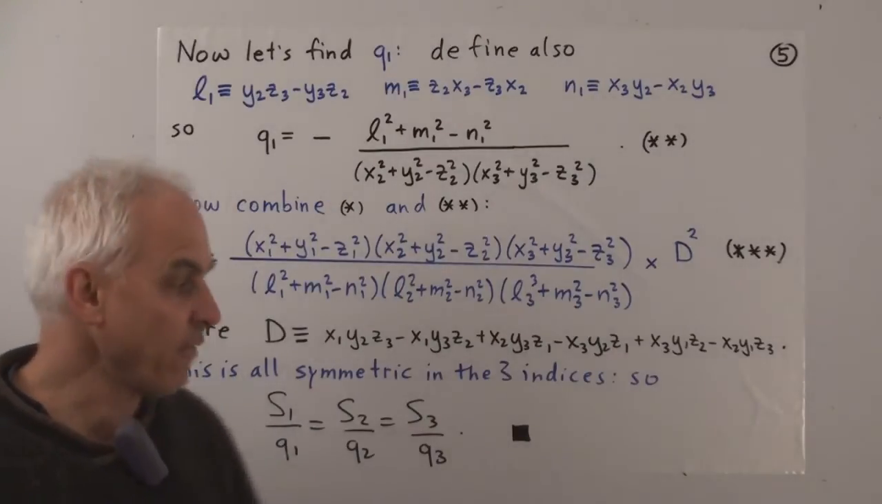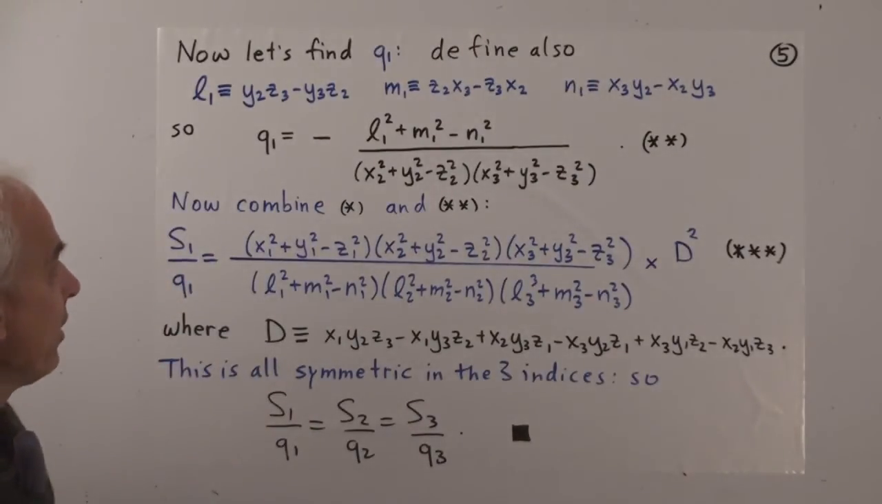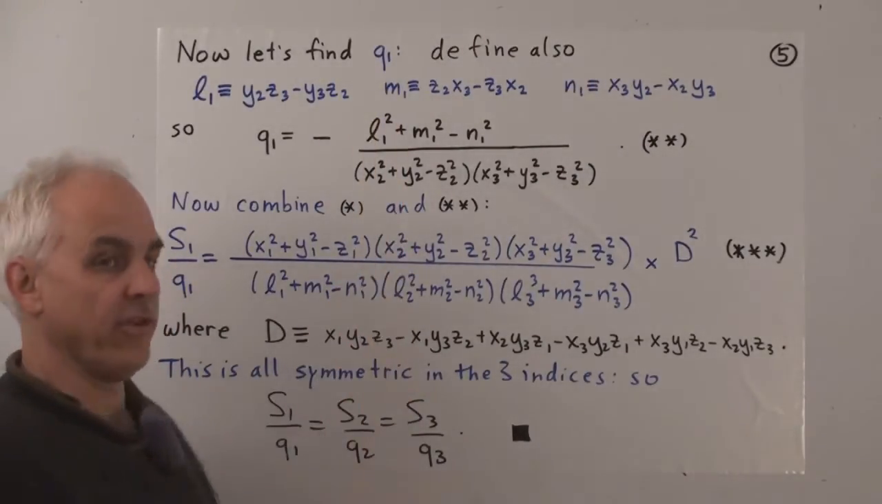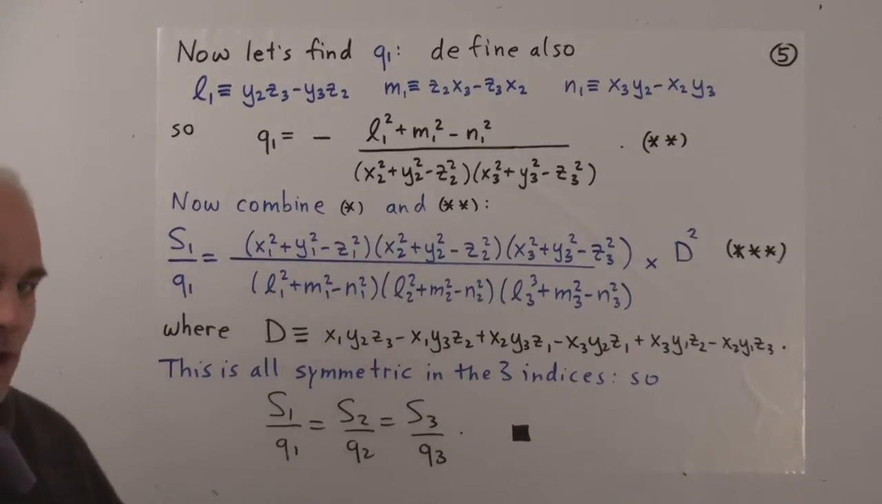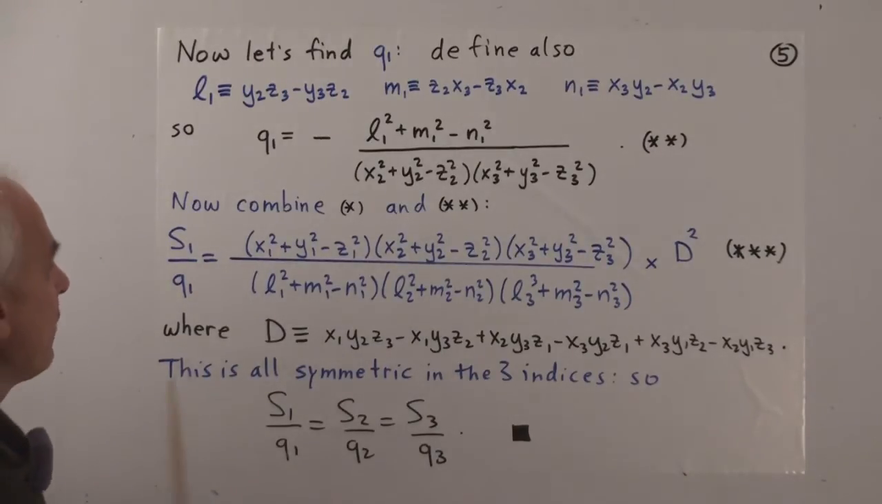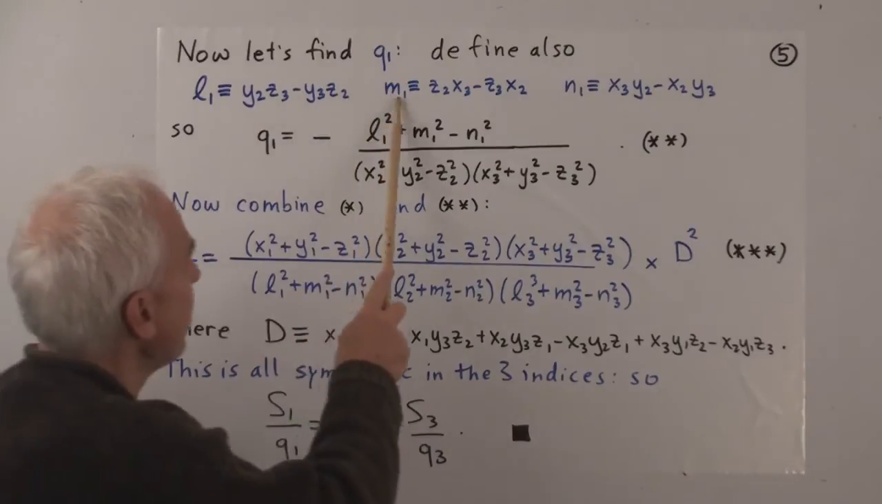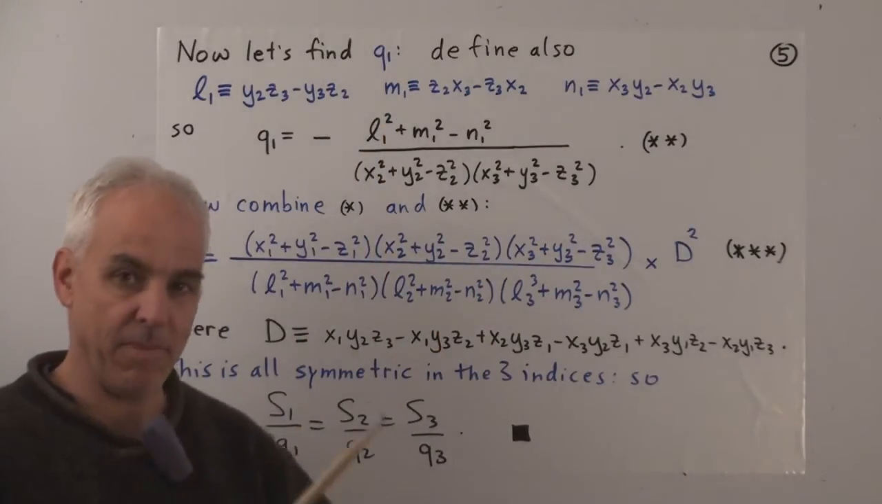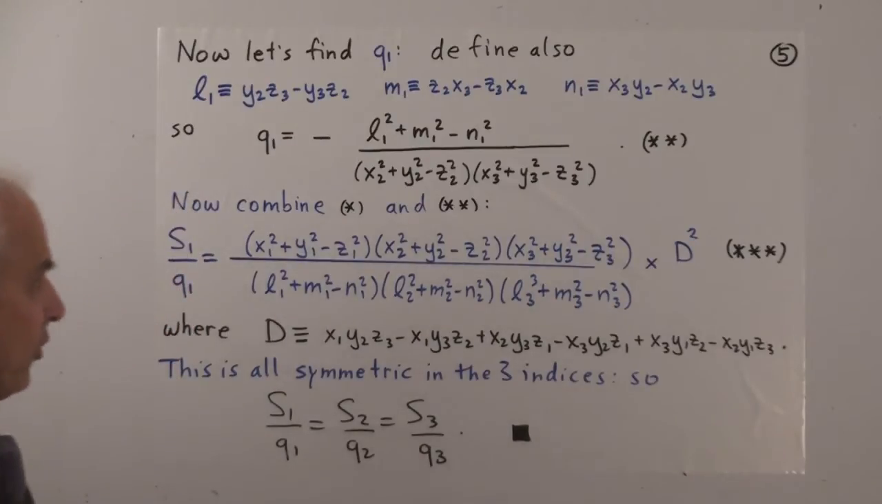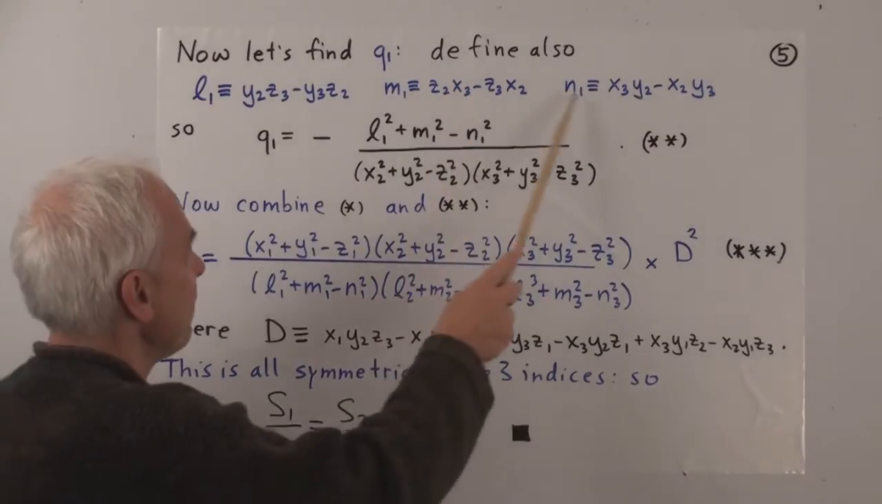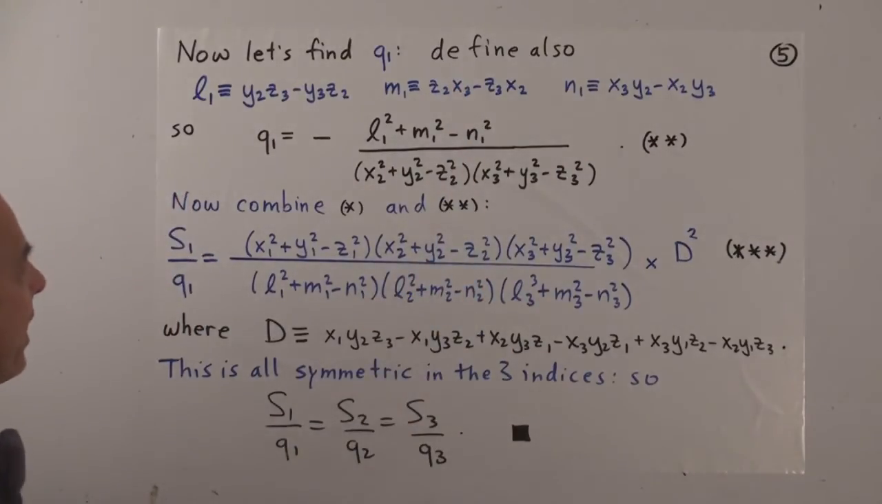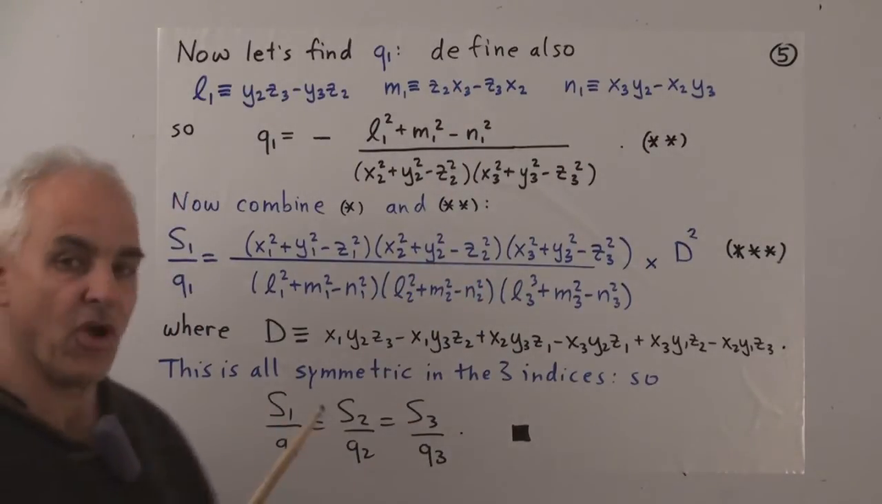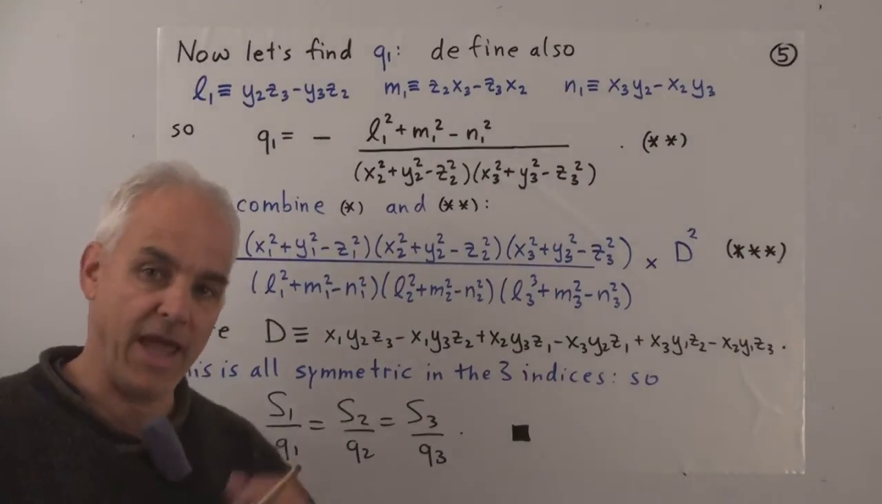So the spread law involves the ratio S1 to Q1. So let's write down what Q1 is in terms of X, Y's, and Z's. For that, it's useful to also introduce L1, M1, and N1, which are exactly the same, parallel to L2, M2, and N2, and L3, M3, and N3. So there's the expressions for those. And those are the coordinates of the line L1 joining A2 and A3.